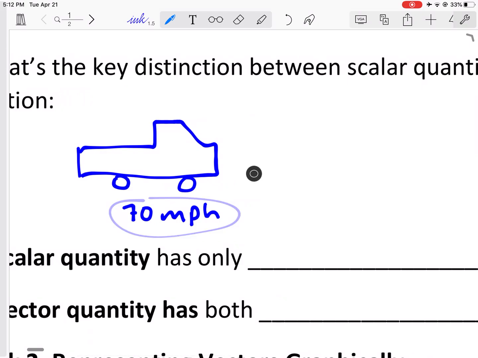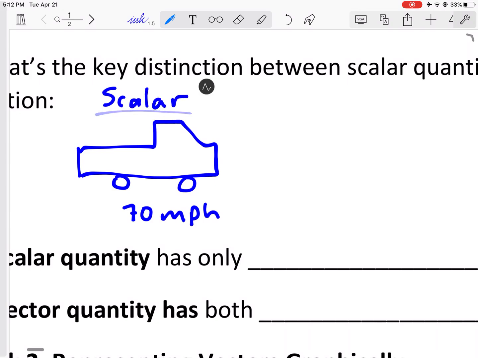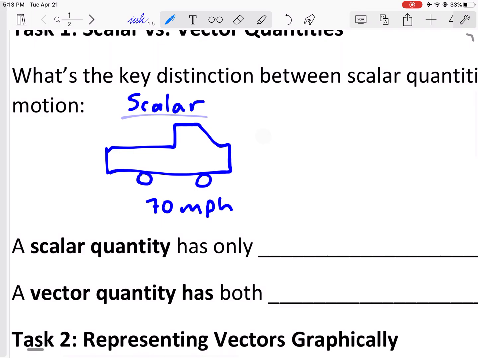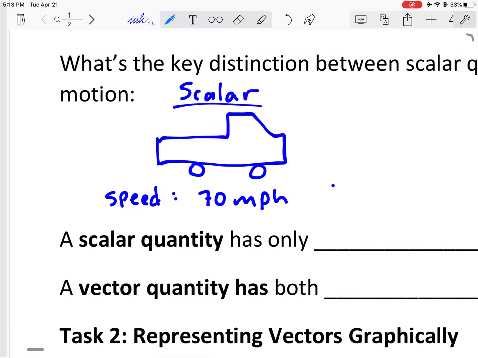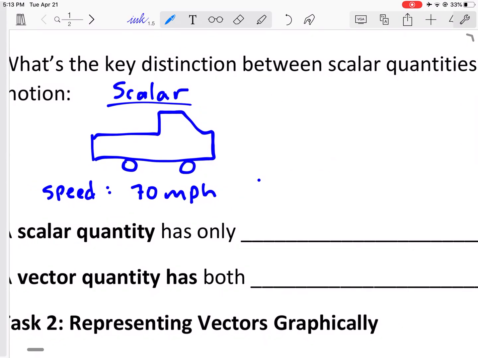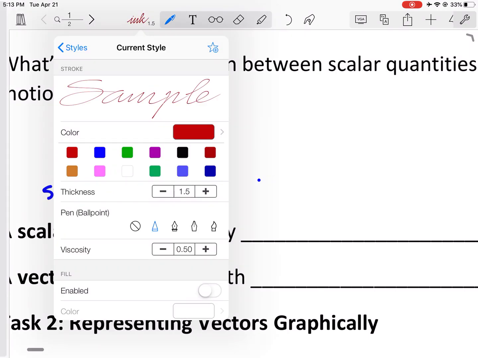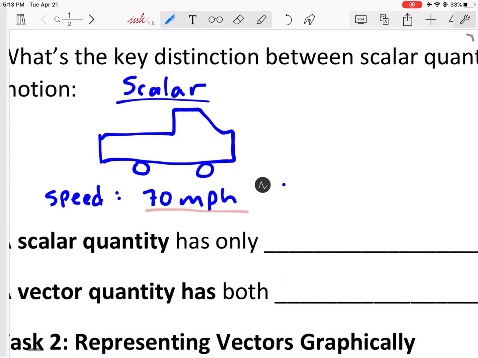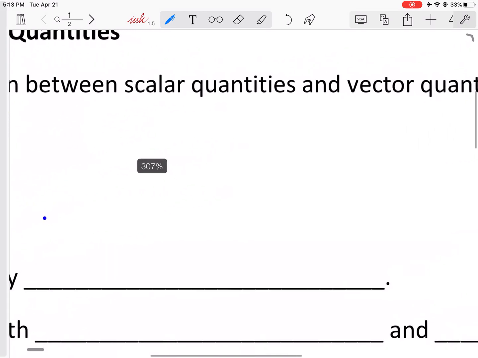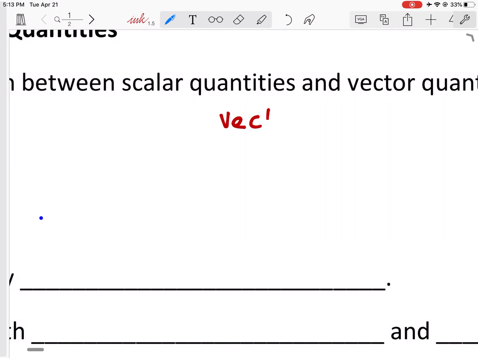This quantity right here is what we call a scalar quantity. 70 miles per hour is scalar because it's just saying the speed of a car. It's not telling us anything else except, hey, this car is traveling at a speed of 70 miles per hour. But knowing that it's going just 70 miles per hour isn't really that useful to us. We don't know what direction it's going. All we know is this magnitude, its speed. That's where vectors become useful.